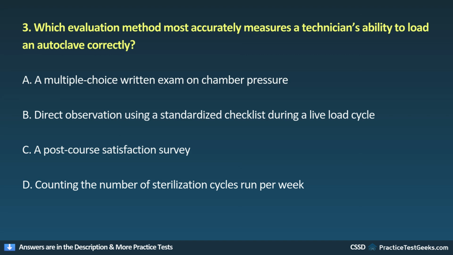3. Which evaluation method most accurately measures a technician's ability to load an autoclave correctly? A. A multiple-choice written exam on chamber pressure. B. Direct observation using a standardized checklist during a live load cycle. C. A post-course satisfaction survey. D. Counting the number of sterilization cycles run per week.